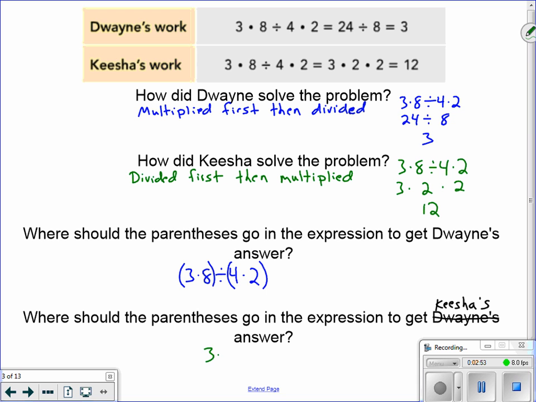But in hers, she divided first, so we would need to put the parentheses around 8 divided by 4 to do it that way. So check those, make sure that you understand that, and we'll move on.